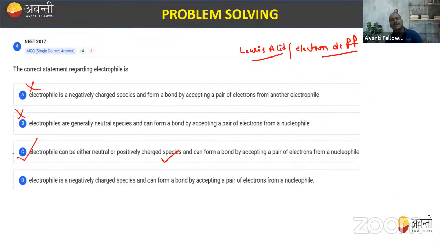तो इलेक्ट्रोफाइल कैन बी आइदर न्यूट्रल और पॉजिटिव चार्ज स्पीसीज and can form a bond by accepting a pair of electron from the nucleophile. Now, the last option is electrophile is negatively charged species. तो negatively charged पर nucleophile होते हैं, ठीक है? So this is not correct. So which is the correct option बेटा? C. तो C बिल्कुल ही correct option है हमारा इस क्वेश्चन के लिए.